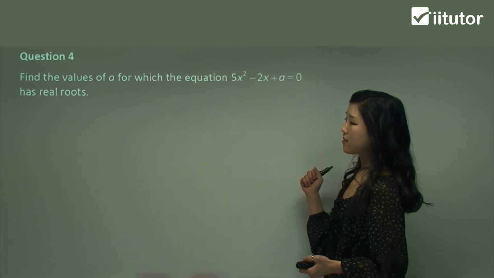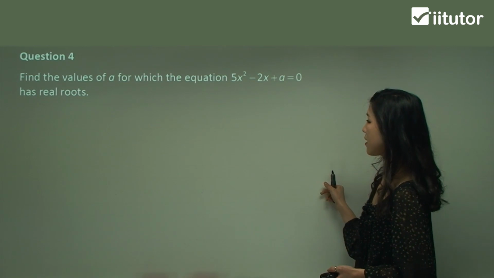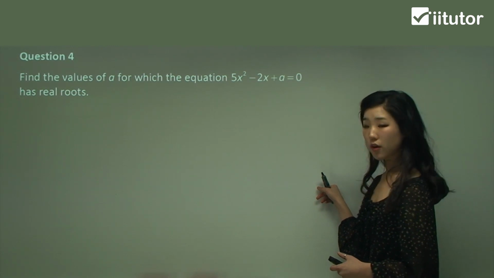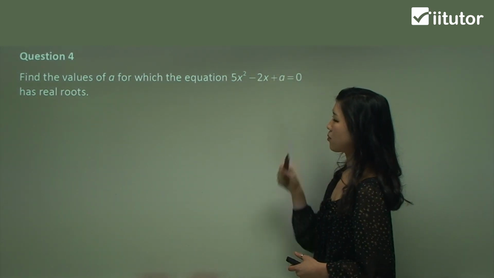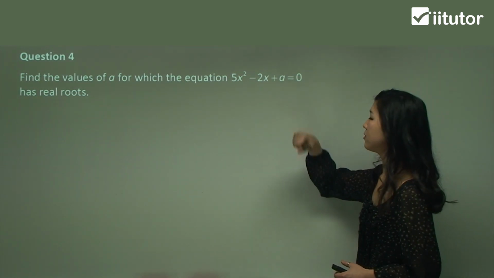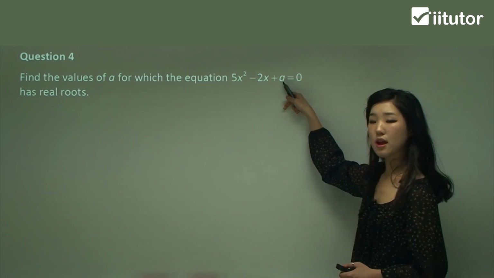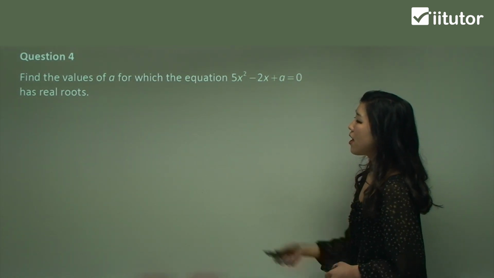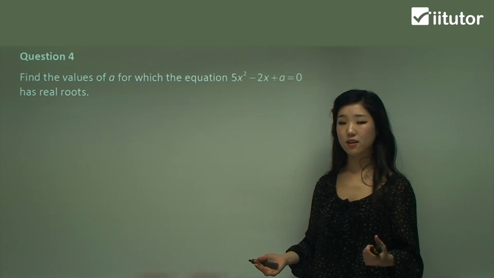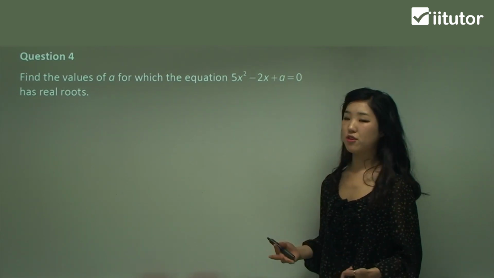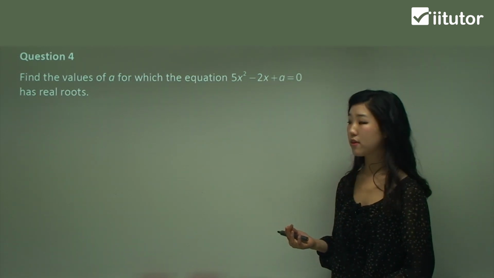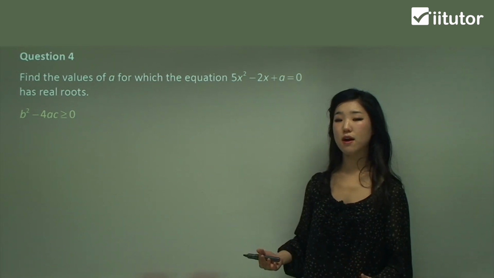It says find the values of a for which the equation 5x squared minus 2x plus a equals 0 has real roots. The roots of this quadratic equation will be real, but see how a is unknown? We have a pronumeral for the constant number, so we have to go ahead and find that number. If it has real roots, guys, it's not imaginary roots, right? Real roots means any particular number that we can use, but imaginary numbers are numbers that are undefined, right? So to have real roots, the discriminant must be greater than or equal to 0.